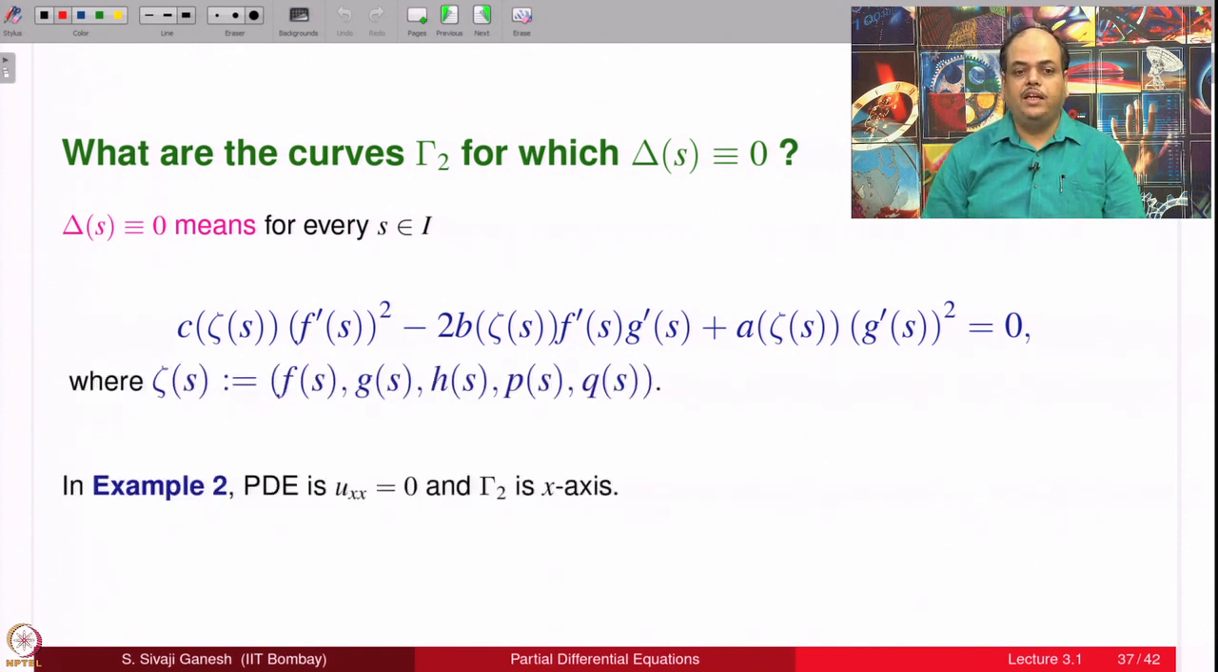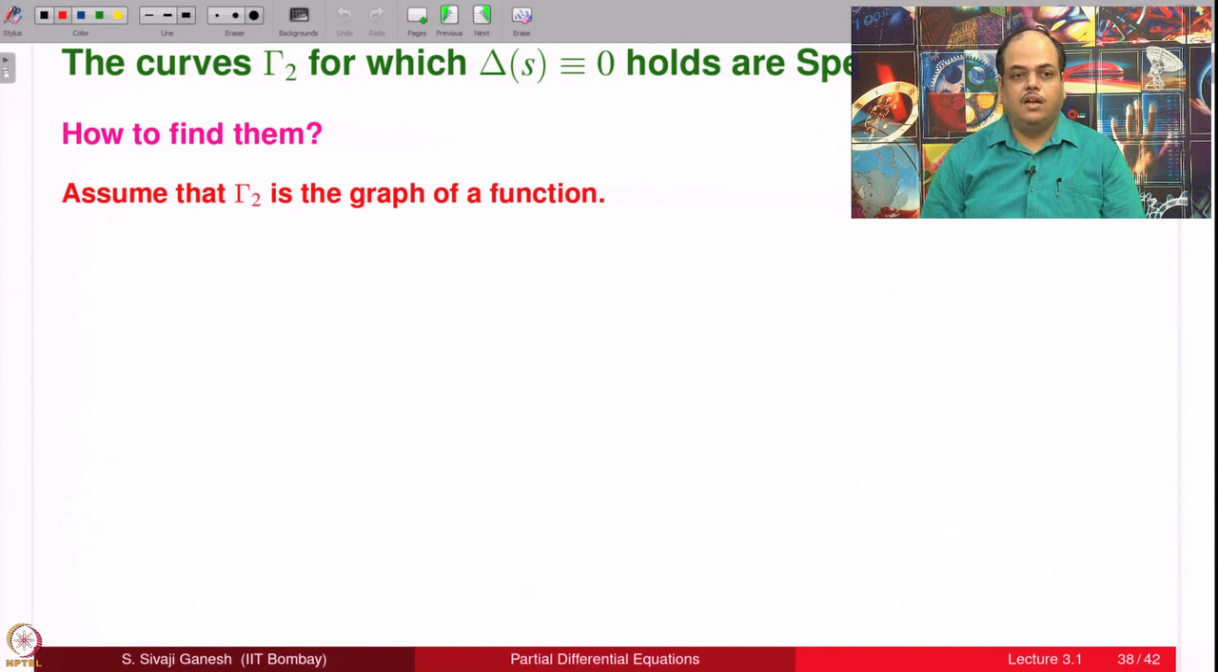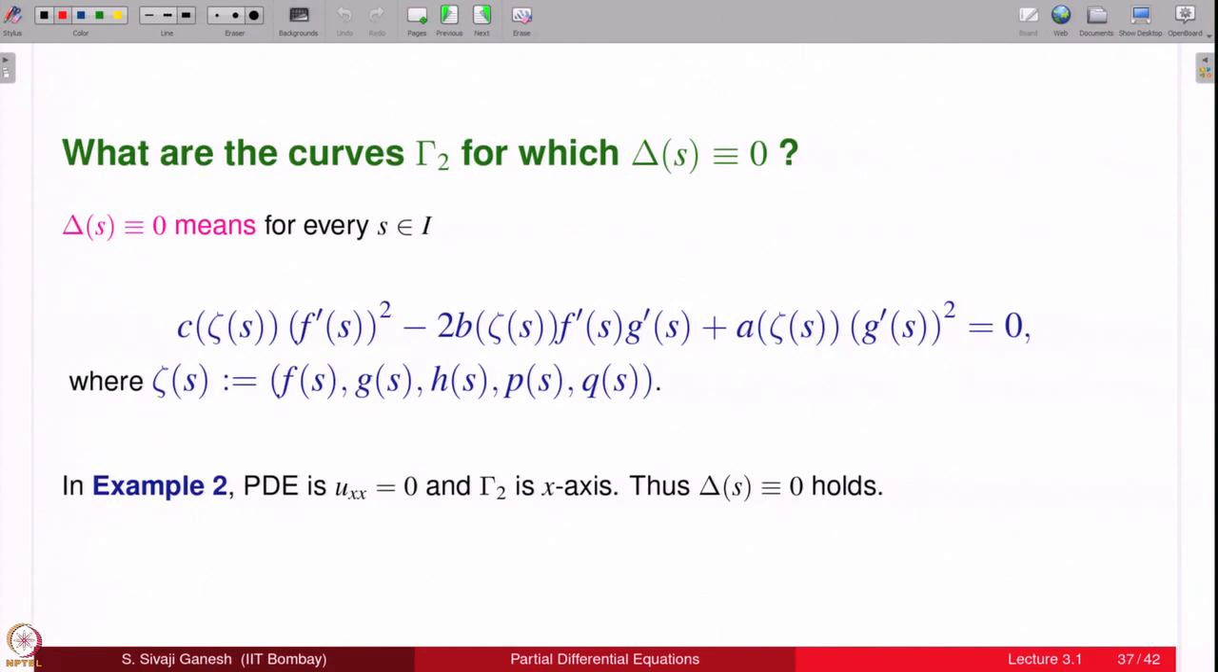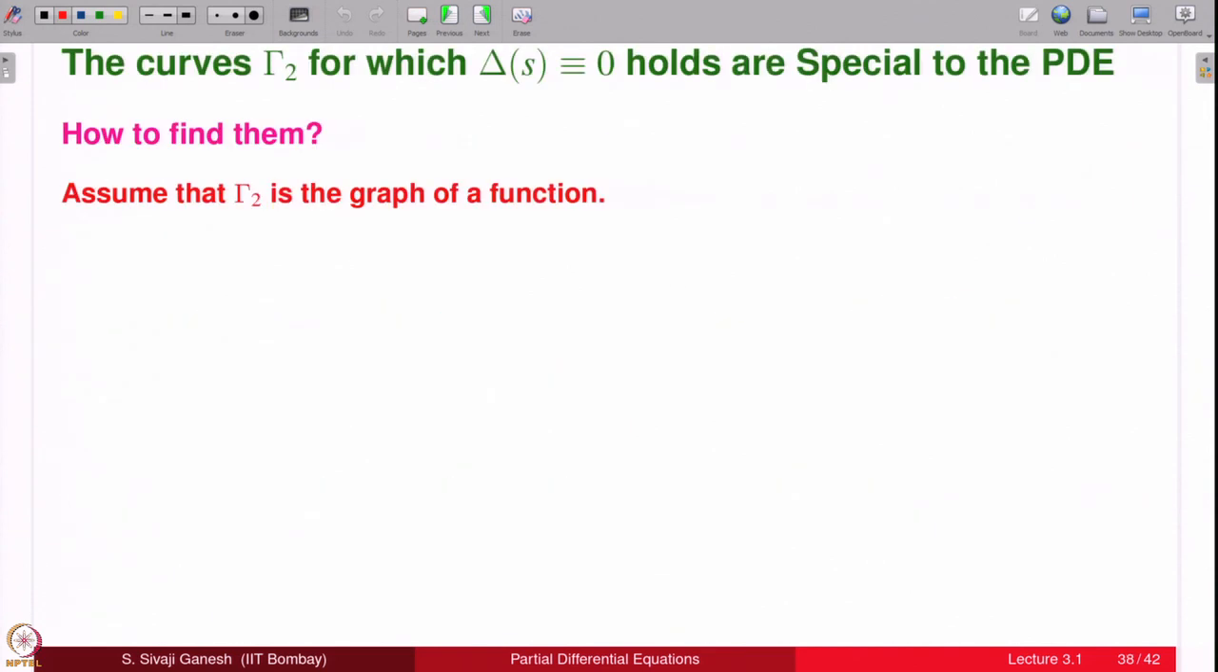In example 2, the PDE is u xx equal to 0, gamma 2 is the x axis, and delta s is identically equal to 0 holds. And we saw the trouble there, either there is no solution or infinitely many solutions. Now, how to find these curves, how to determine these curves? Of course, here the equation that we have is in terms of the parameter s. So, now how do I find such curves in the xy plane? Unfortunately, it involves h s, p s and q s, because we have considered the quasi-linear equations. So, if you consider a linear equation, it is much easier.